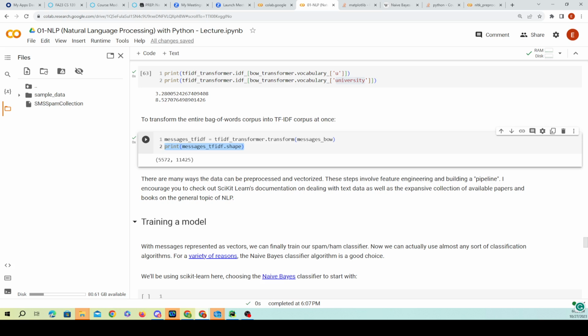All right. There are many ways the data can be pre-processed and vectorized. The steps involve feature engineering and building a pipeline. I encourage you to check the sklearn documentation to deal with this text data, as well as expanded collections of available papers and books in the general topic of NLP.